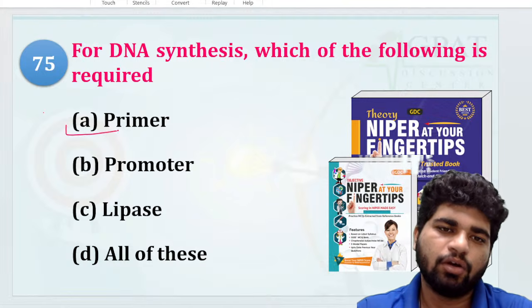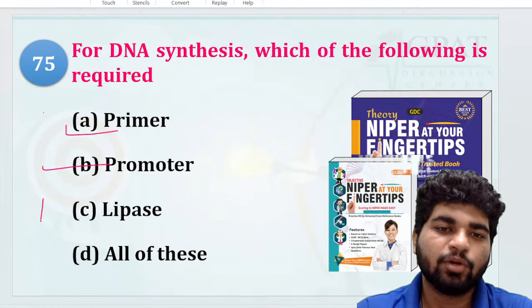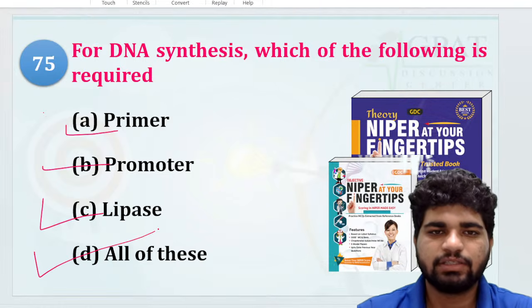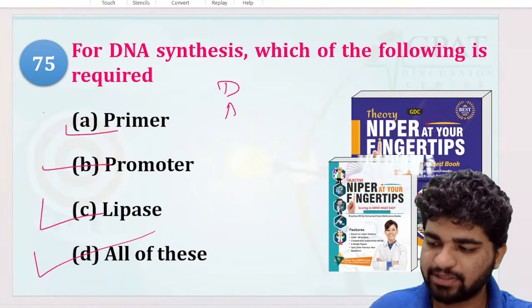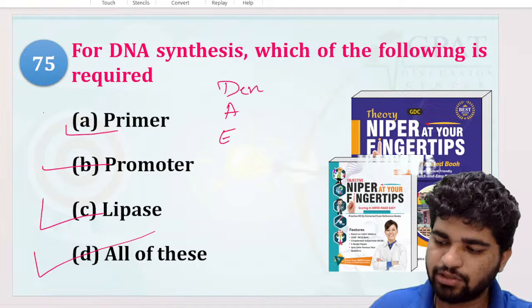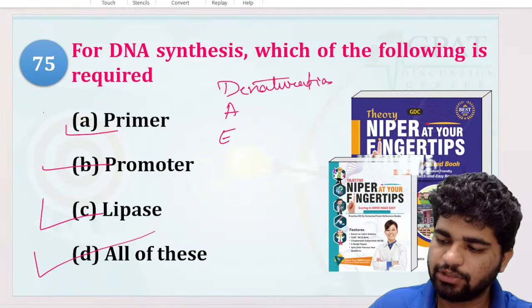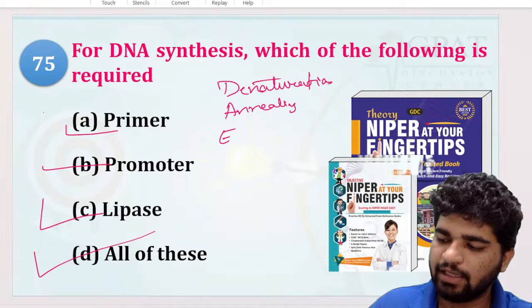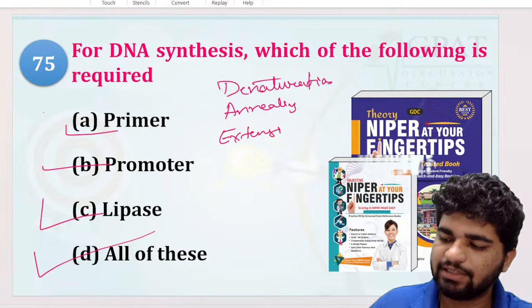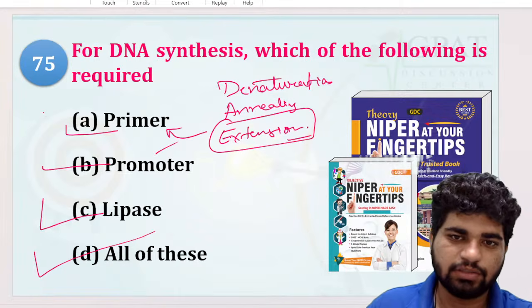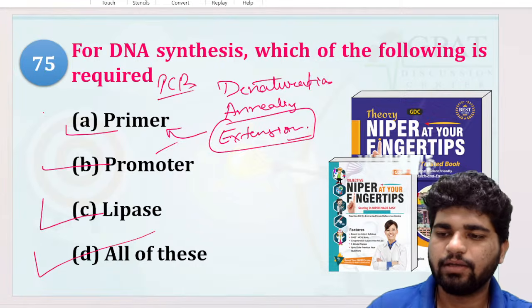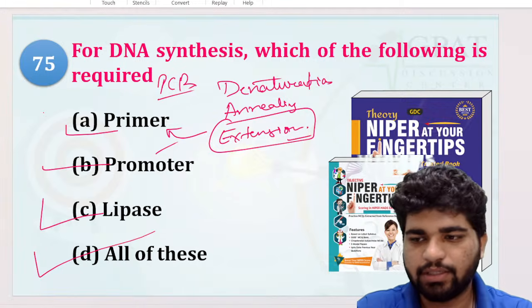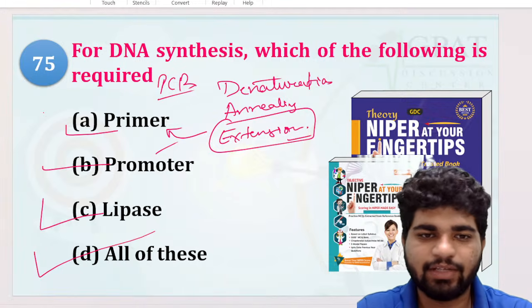Okay. For DNA synthesis, which of the following is required? Primer, promoter, lipase, or all of these. For DNA synthesis, that's DNA amplification. If I talk about it, three steps take place: D, denaturation, A, annealing, and E for extension. During the time of extension only, these primers are being used for the DNA synthesis. That is nothing but PCR only.